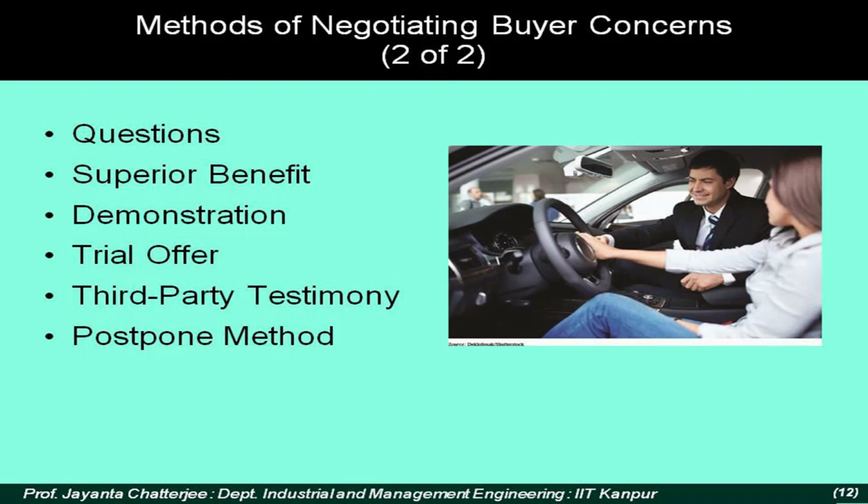And methods of negotiating buyer concerns are focusing on superior benefit, providing the demonstration. This is like, for example, a picture showing a test drive of a car, which is actually a demonstration to show the superior benefits of a particular new car model. And you should have good responses to the possible questions and third-party testimony, etc.